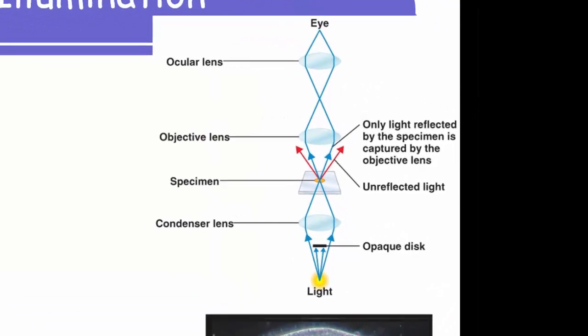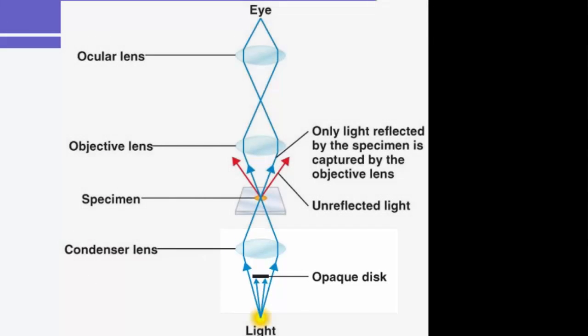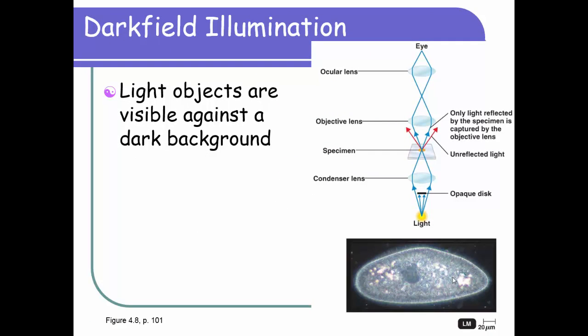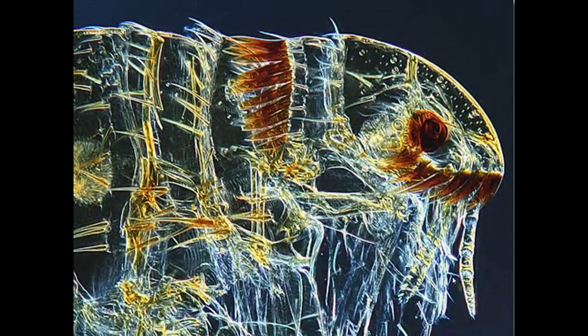Dark field illumination uses an opaque disc under the condenser lens. This opaque disc blocks some of the light waves entering the condenser and the specimen. Light objects, therefore, are visible against a dark background in dark field illumination. Again, here's our paramecium. The light is reflected off the specimen, and this light is what will enter the objective lens, causing the object to be bright and the background to be dark.